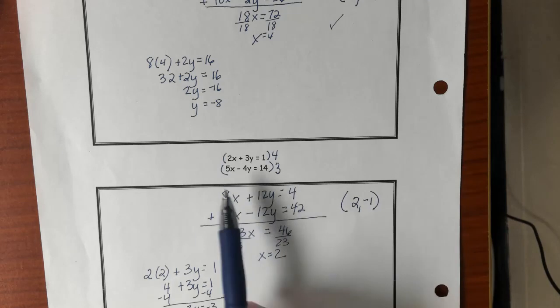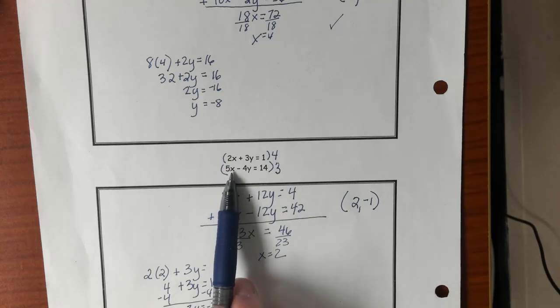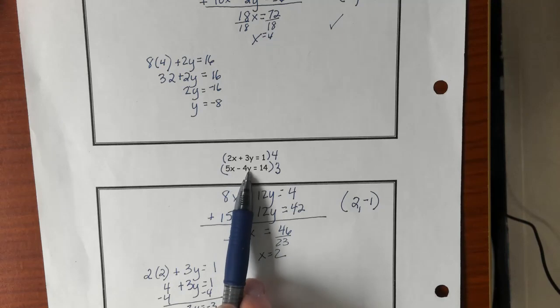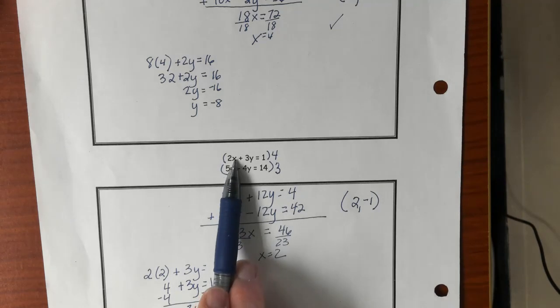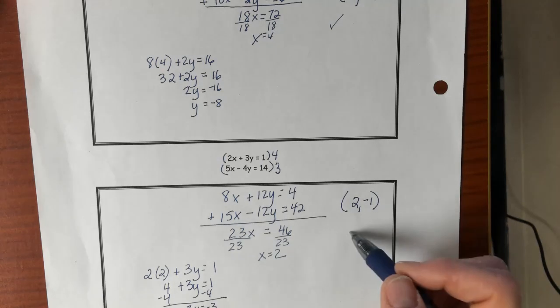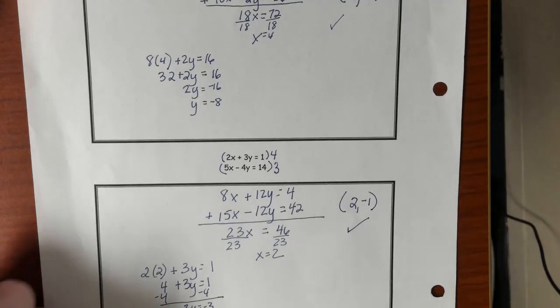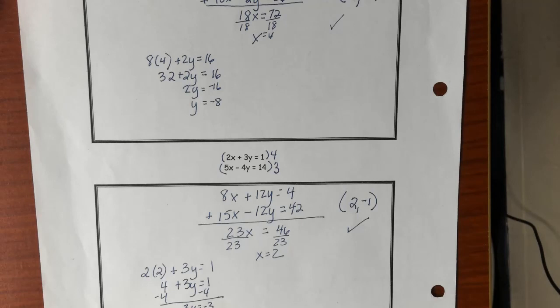Let me make sure that makes sense. 5 times 2 is 10. Minus 4 times negative 1, which is really adding 4. Yep, I got 13. 2 times 2 is 4. Minus 3 is 1. So it's checked out. Next, I have for you to work on some practice.